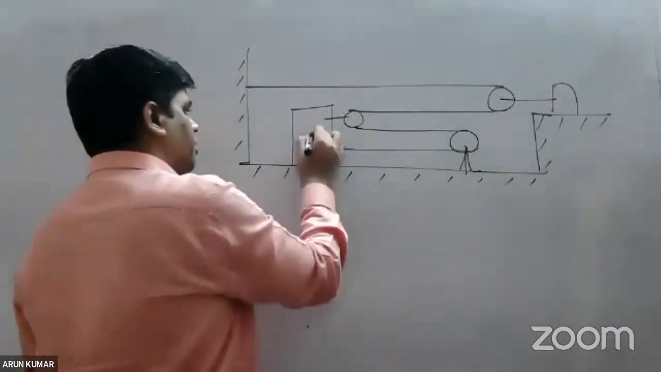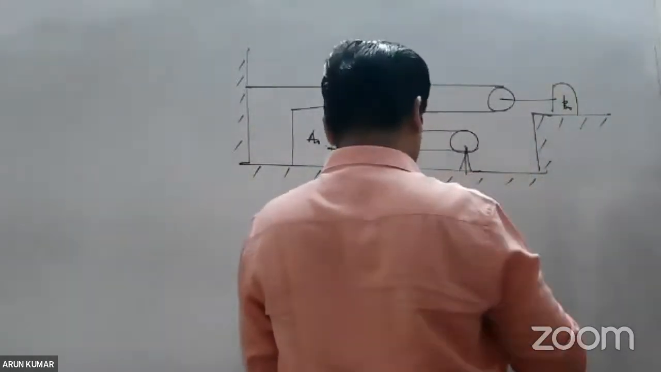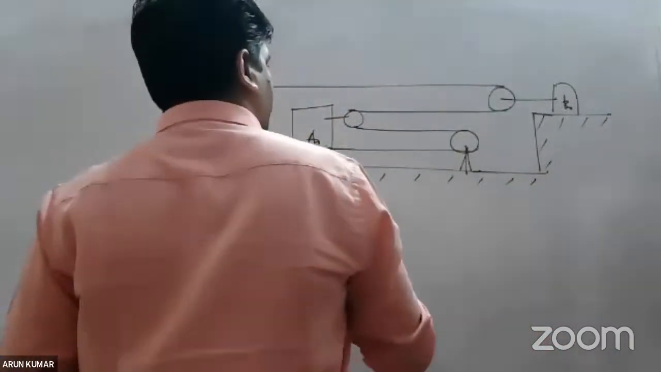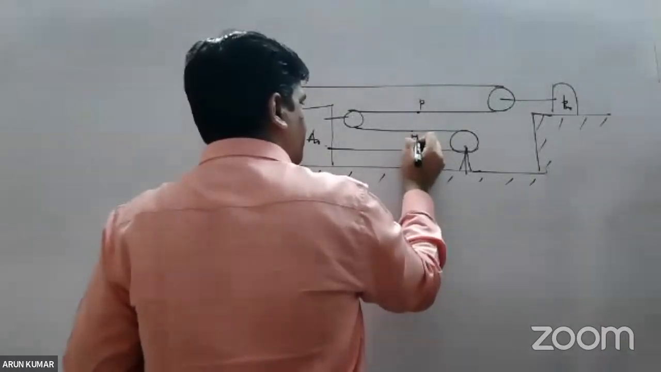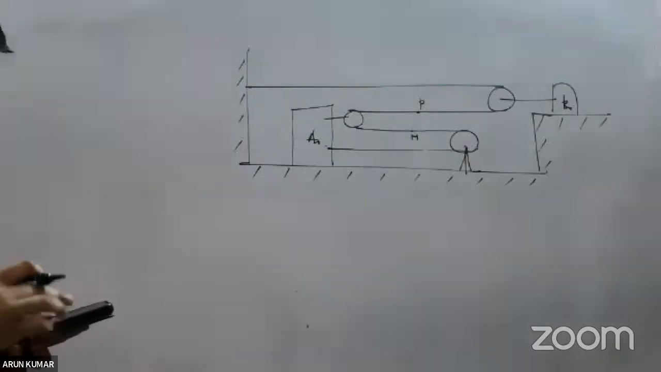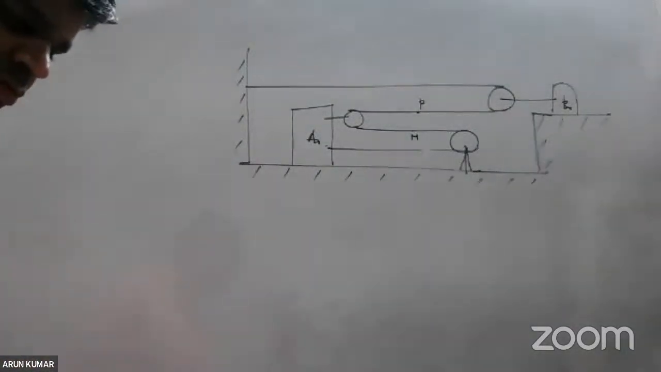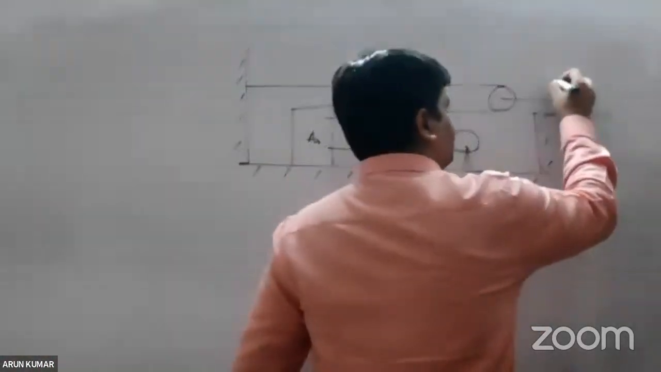This is block A, block B. I have to find the velocity of point P over here, point M over here, and the velocity of block A. These are the things I have to find out. So how do we find? Surely, block B's velocity is given as V naught.